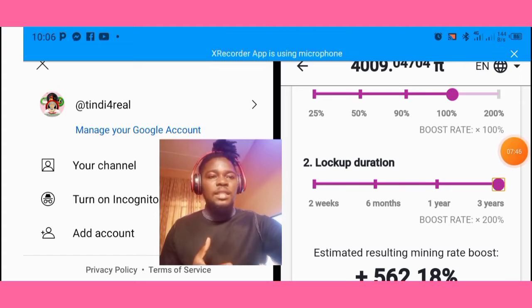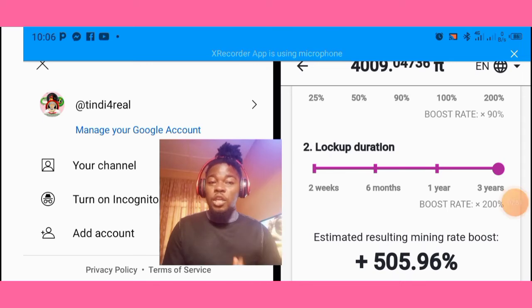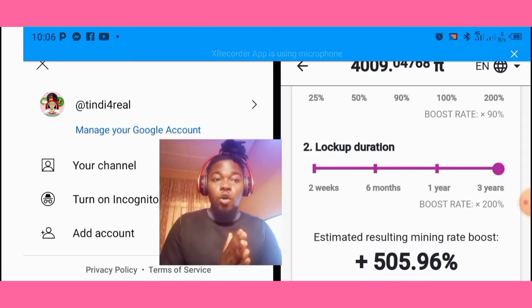All right, now let's say 90% for 3 years. This is you now locking up 90% of your coins for 3 years.